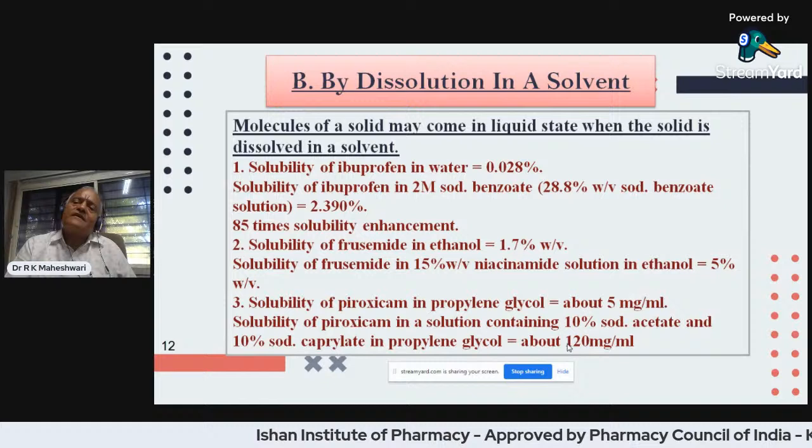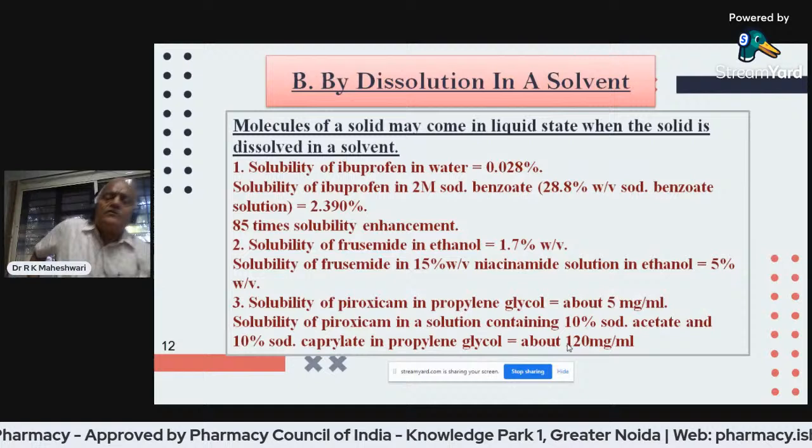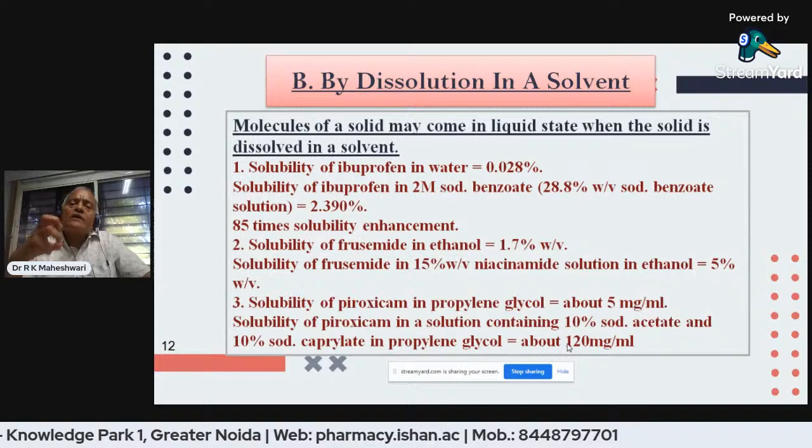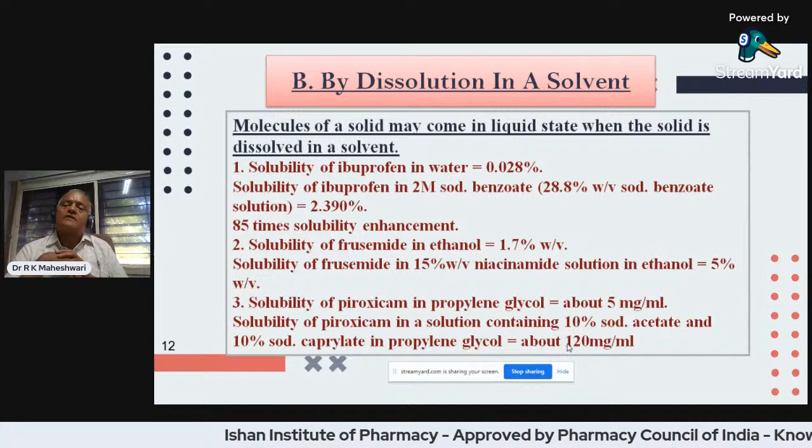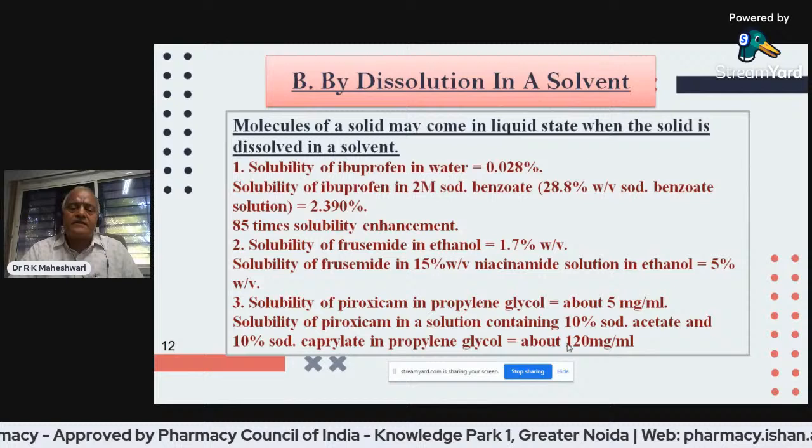Sodium benzoate is solid at room temperature, but when you dissolve it in water, the molecules of sodium benzoate are available in liquid state. And now these molecules of sodium benzoate are involved in hydrogen bonding and weak one to one forces with the molecules of ibuprofen. That's why you get a large solubility of ibuprofen in concentrated solution of sodium benzoate. Of course, it is a type of hydrotropic agent, which I will discuss. This hydrotropy I will discuss later on in my lecture.